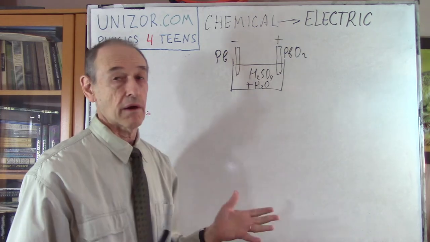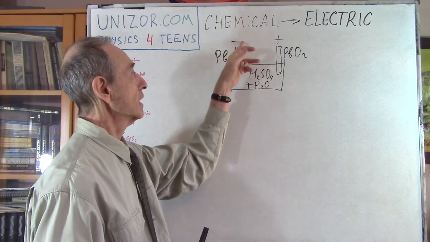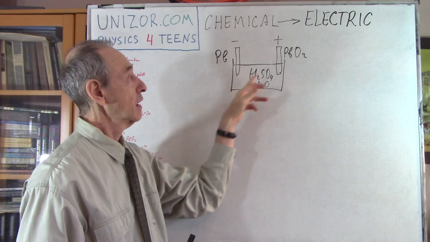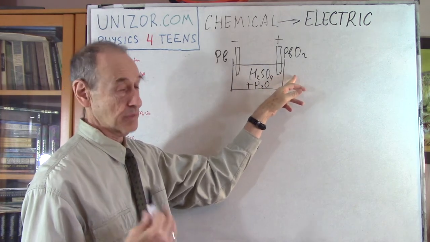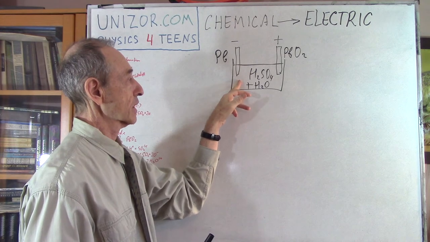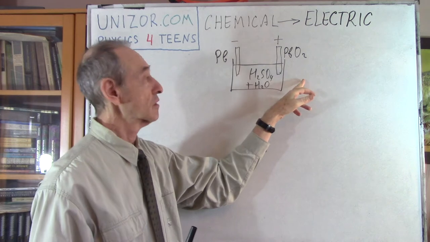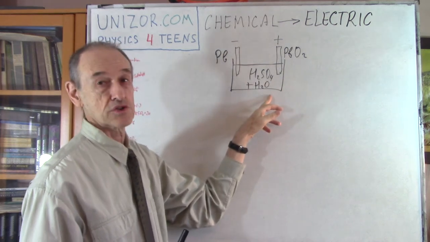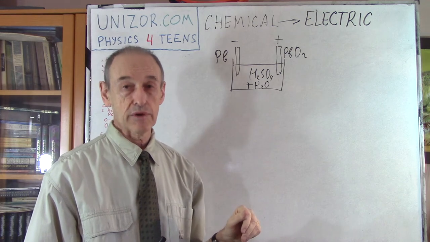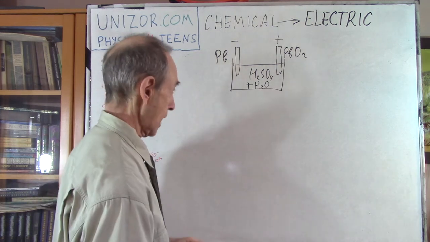Well, obviously we are counting on a certain chemical reaction on these things now. We call this minus because probably the electrons will be born here as a result of a chemical reaction between lead and sulfuric acid. And electrons will have some kind of a deficiency here as a result of a reaction between sulfuric acid and lead dioxide. So let's just think about what exactly is happening.